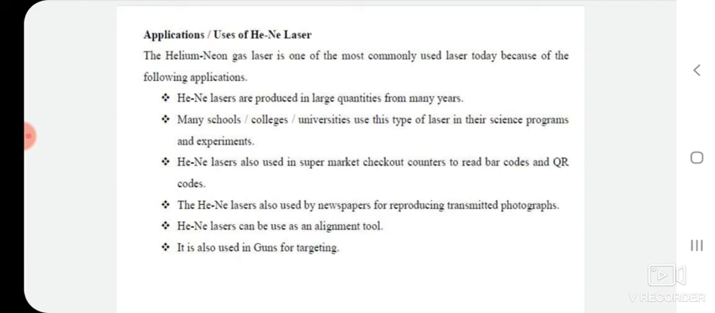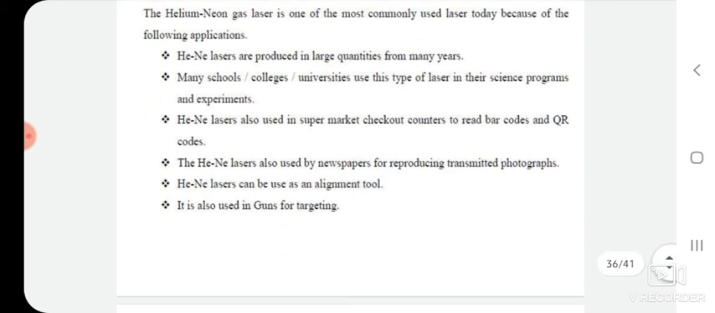The He-Ne laser can be used as an alignment tool. It is also used in guns for targeting.